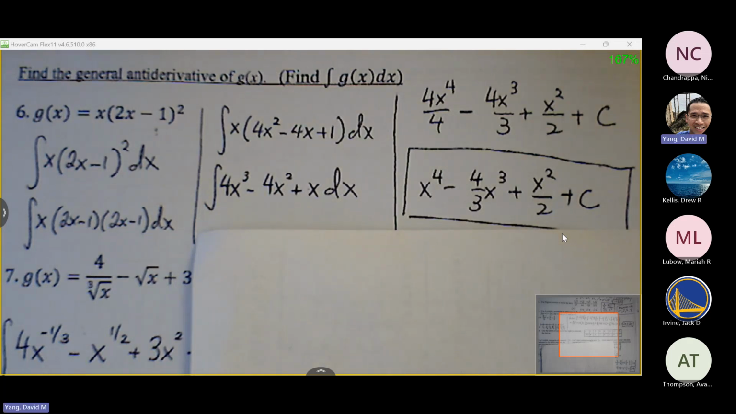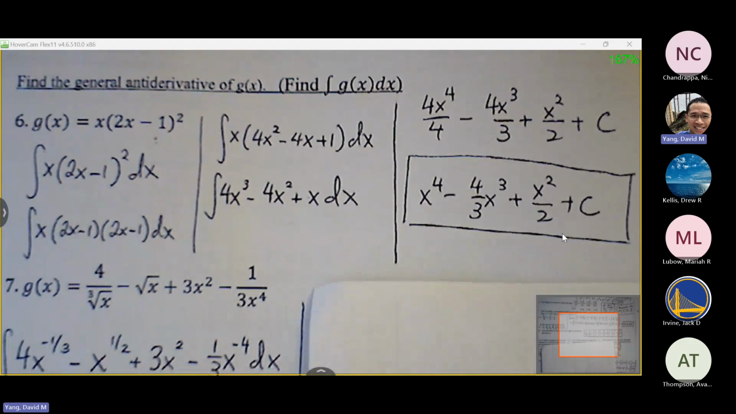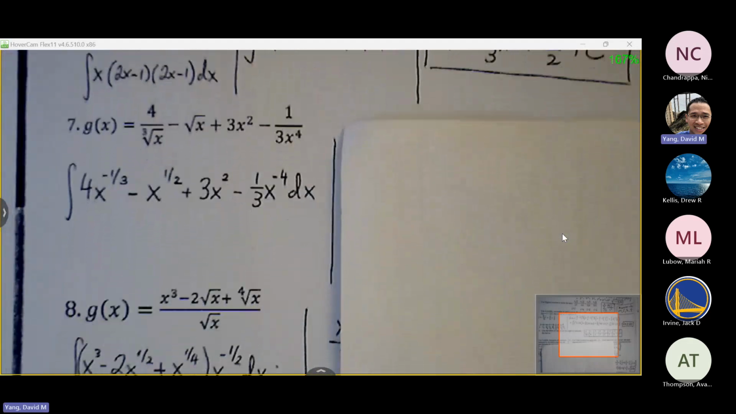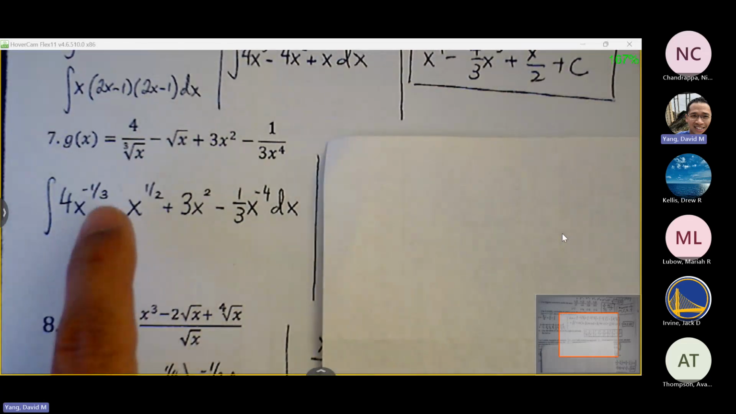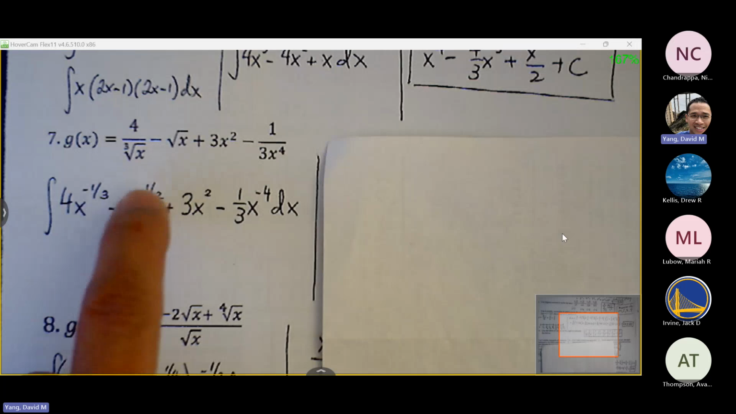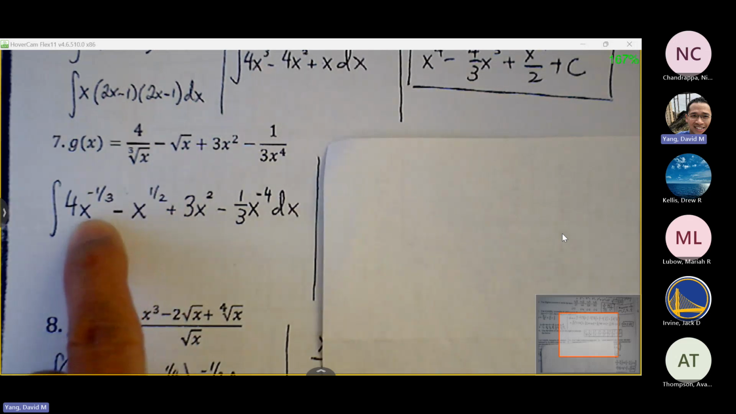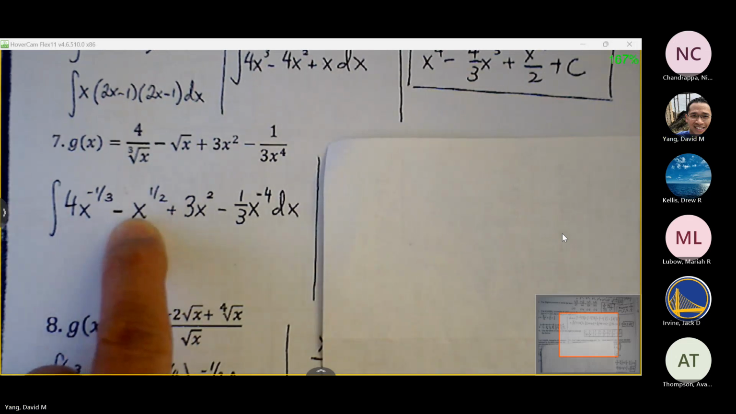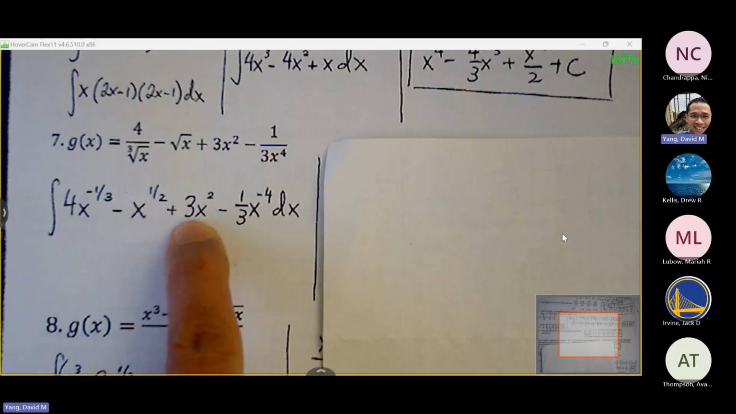Number 7 is also power rule, but we do want to take some time to rewrite some of our terms so we can get them ready for power rule. Some of them are already ready to go, but a lot of them are not. So the 4 over cube root of x, we have to get that to be a rational exponent and make the x come up to the top. Root x is just x to the 1/2. 3x squared is okay, that's fine.